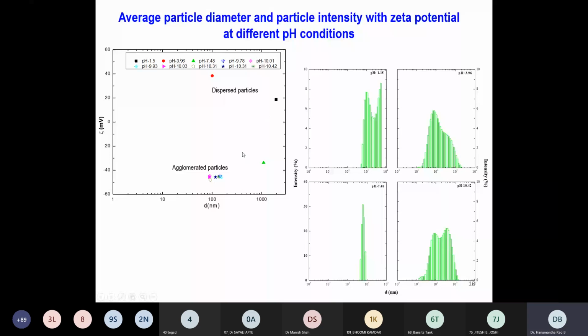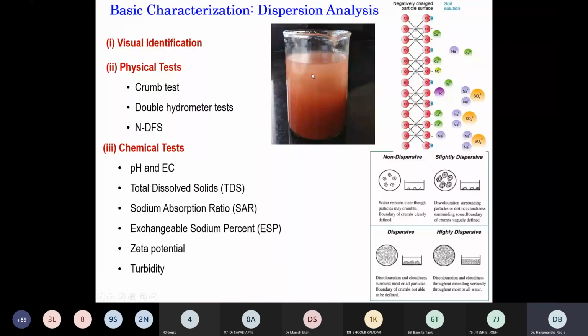Another important property that I was talking about is dispersion. Red mud is said to be a highly dispersive material. Then how do you determine its dispersion characteristics? There are three methods available. You can go by visual identification, or you can go for physical testing or chemical testing. One of the widely used physical tests is the crumb test, the hydrometer test, or the negative differential freeze-fill test. These are very easy to conduct, and everybody can conduct them. The other chemical tests require some kind of accessories.